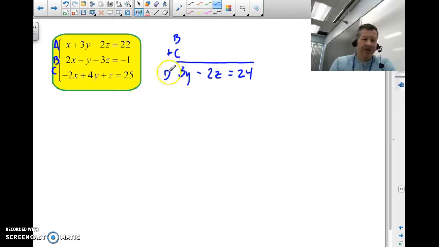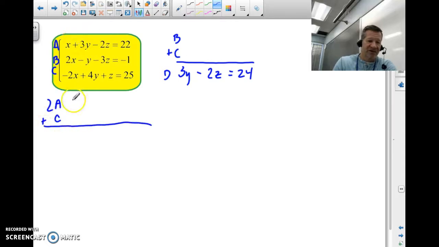Now, I need to eliminate x again in two different equations. So I look at A, which has a coefficient of 1, 1x, and then a negative 2x. So if I can multiply this by 2, that'll get that to cancel. So this time I'm going to multiply equation A by 2 and then add it to C. So I'm changing it this time. So A is going to be 2x plus 6y minus 4z equals 44. And then rewriting C, negative 2x plus 4y plus z is 25.